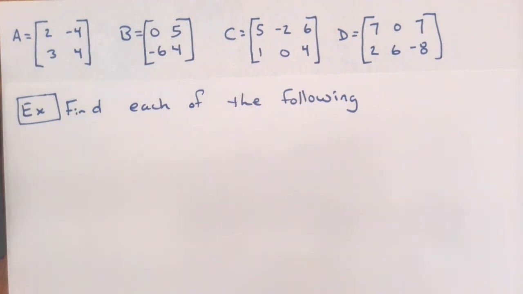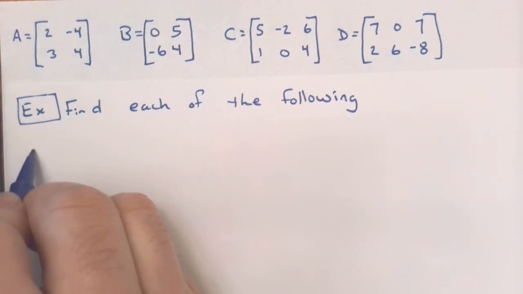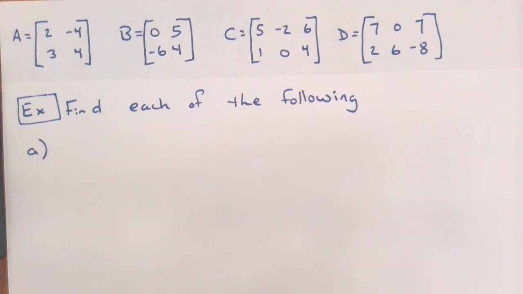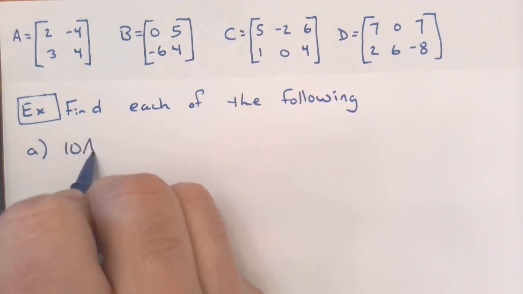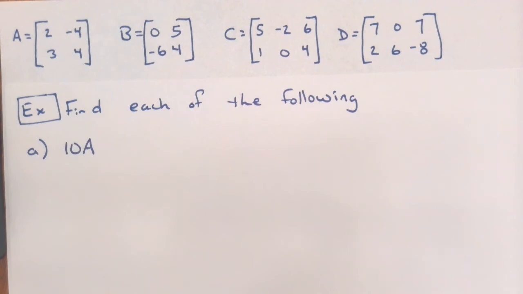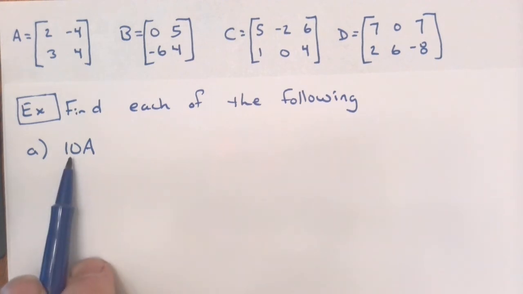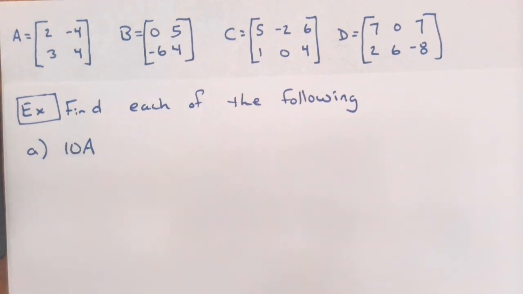In addition to adding and subtracting matrices, we can do two different types of multiplication. Here I'm going to be talking about something called scalar multiplication. Scalar multiplication is a number times a matrix. So for instance, I could do 10 times matrix A. In order to do scalar multiplication, you don't need any qualifications. It doesn't matter the size of the matrix. You're always going to be able to do a number times a matrix.